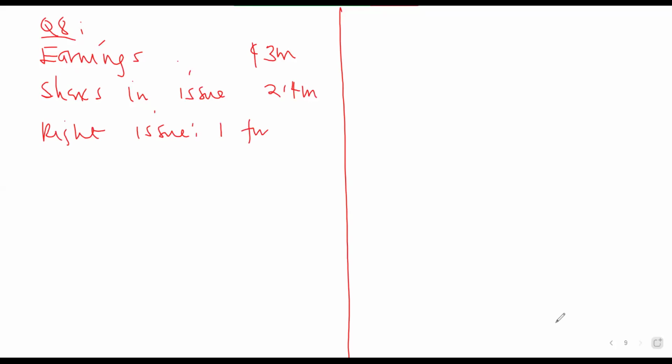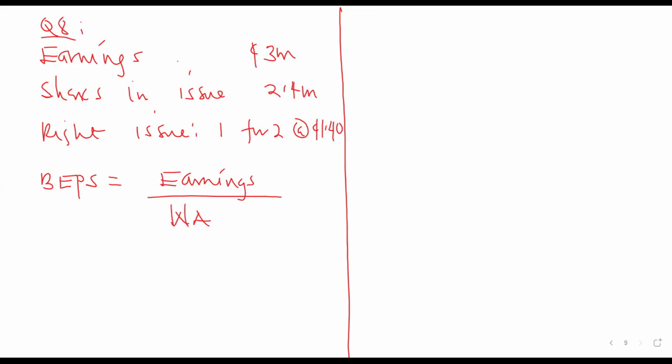At a price of what? 1.40 pesos. Okay. So our basic earnings per share will be calculated as the earnings divided by the weighted average number of shares. So let's go and calculate the weighted average number of shares.